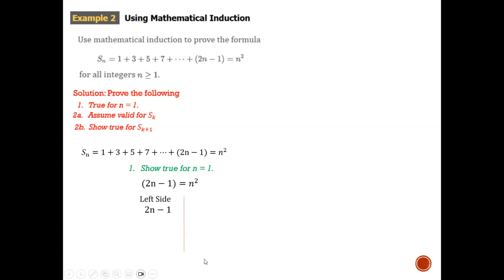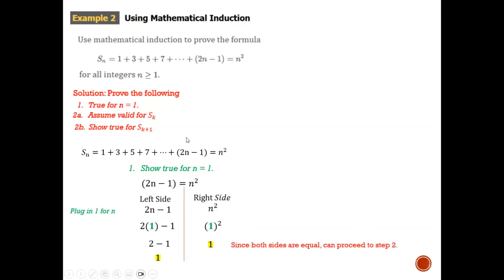So the left side, 2 times n minus 1. The right side, n squared. If I plug in a 1, does it work on both sides? If I plug in the 1 here, I get 2 times 1 minus 1. 2 minus 1 is 1. If I plug it in over here, I get 1 squared. 1 squared is 1. So it does work for that first term. It does work for 1, so that's check.